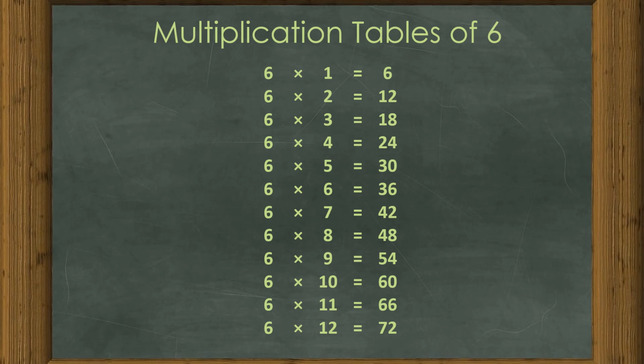6 8s are 48. 6 9s are 54. 6 10s are 60. 6 11s are 66. 6 12s are 72.